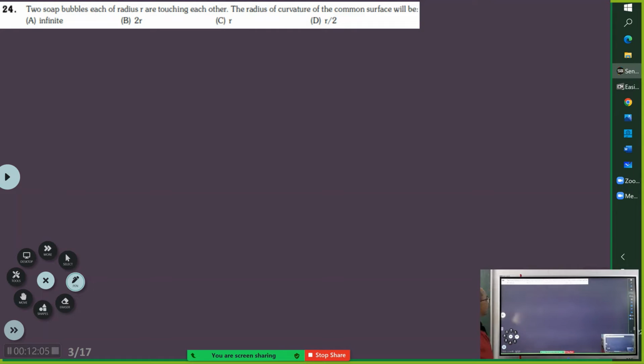Two soap bubbles, each of radius R, are touching each other. What will be the radius of curvature of the common surface? Think, all of you, and solve it. First get hold of the problem. Draw a diagram.